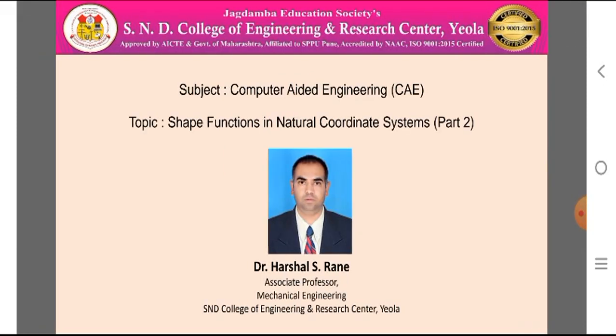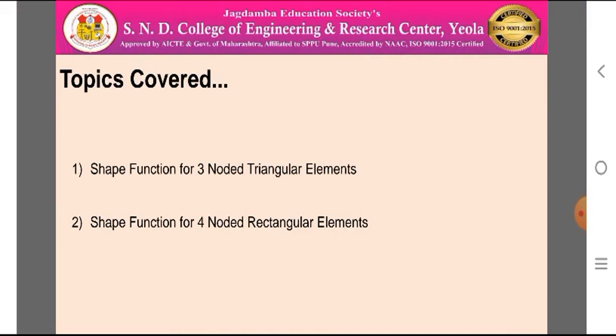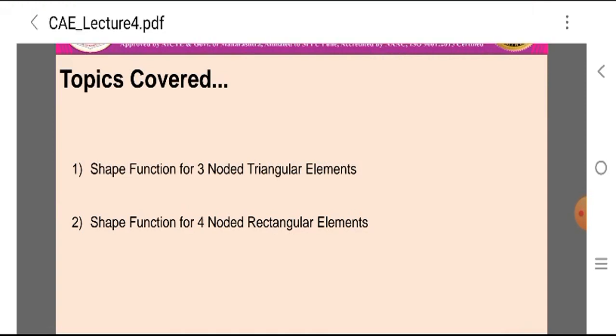Today's topic is shape functions in natural coordinate system. Here are the two points that we have to cover in today's topic. First point is shape function for three noded triangular elements. And the second point is shape function for four noded rectangular elements. In last session, we have seen the shape functions for linear two noded one dimensional bar elements. So today we will discuss triangular and rectangular elements.